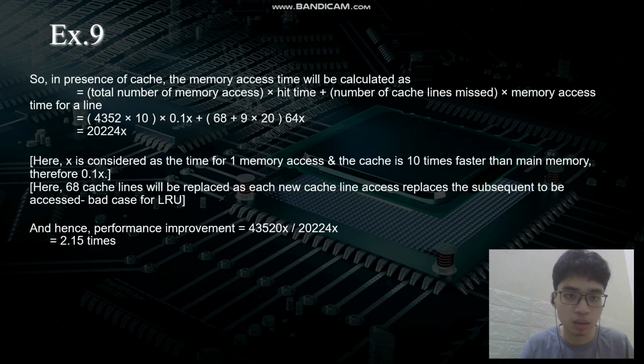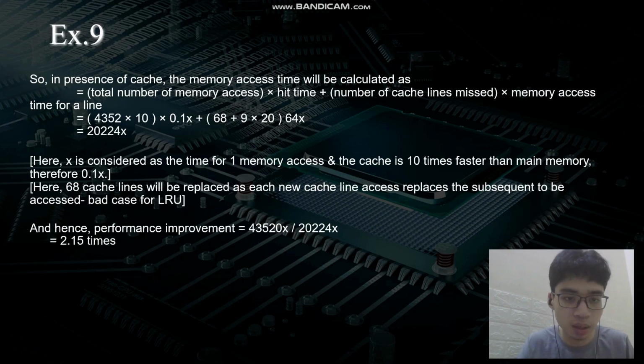So in the present case, the memory access time will be calculated as: total number of memory accesses that hit, times cache time, plus number of cache lines missed, times memory access time for a line. That equals 43,52 times 10 times 0.1x plus 68 plus 9 times 20 times 64x, which equals 20,224x.